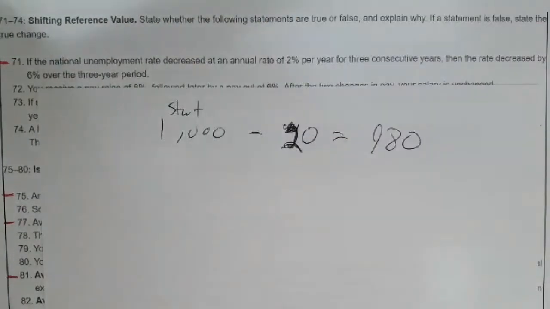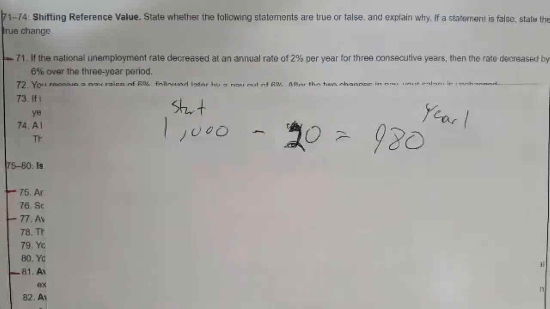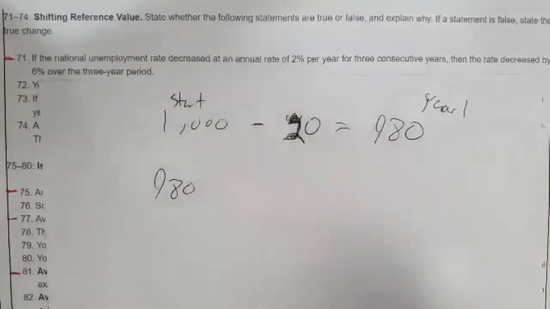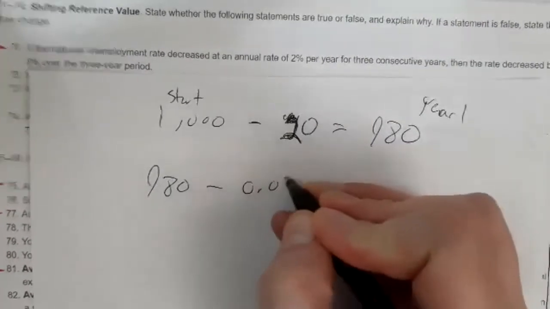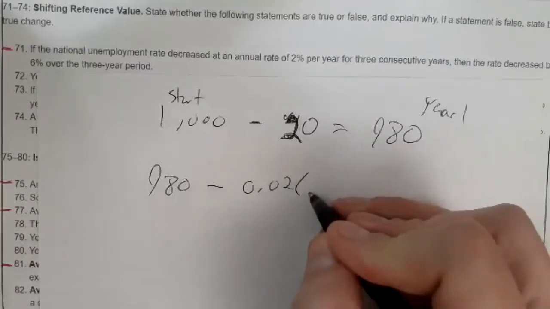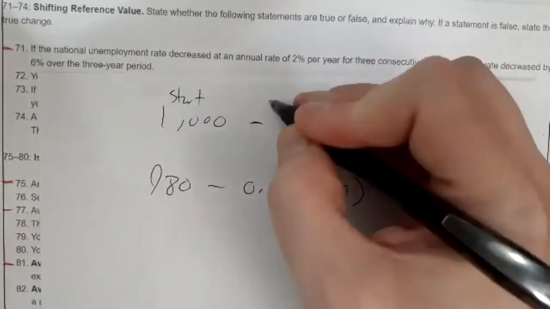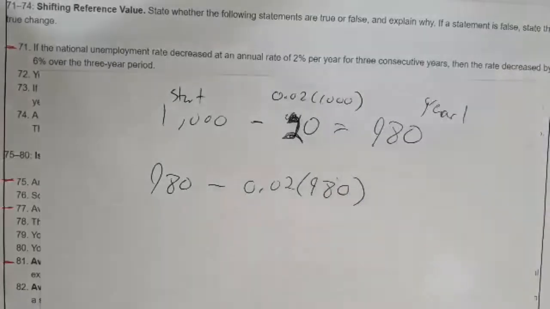The 1,000. I'm going to have 980. The second year, what am I going to start with? 980. I'm taking 980, and then I have to take off 2%. But now I'm removing 2% of what? 980. I didn't do it here, but another way to write this is the 2% of the 1,000 that I started with, right?